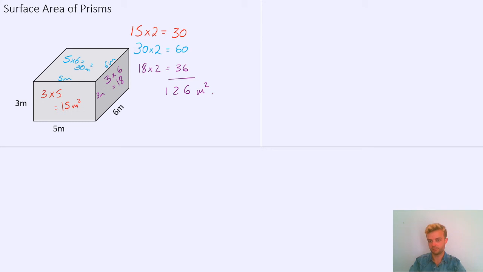And the reason why it's meters squared is because it is area. It's a 3D shape, but we're looking at the area of all those sides. So the surface area is an area, so it's meters squared. So that's just a cuboid.